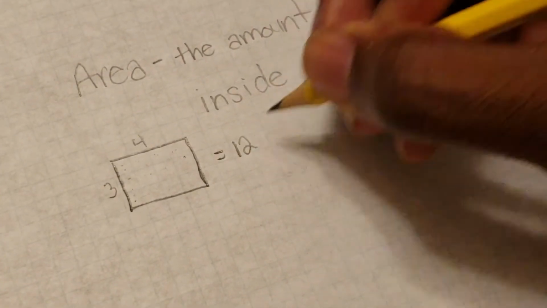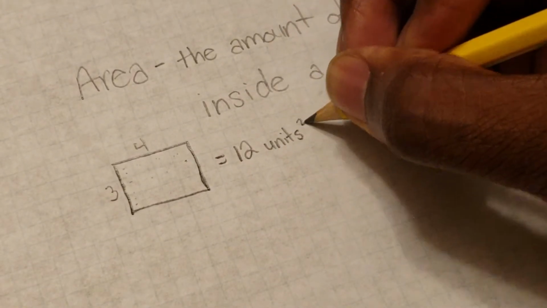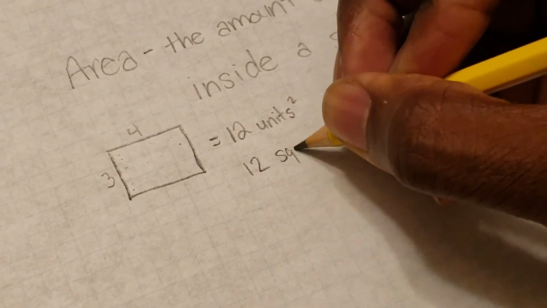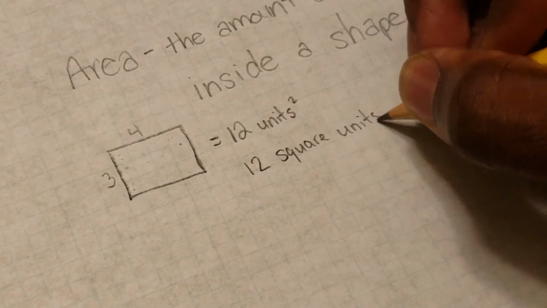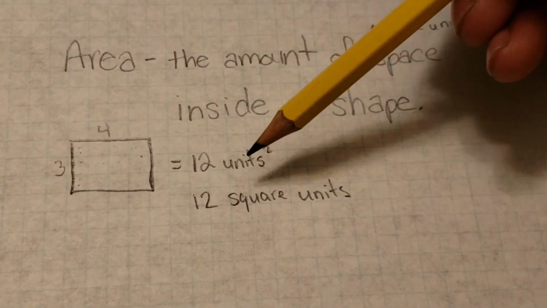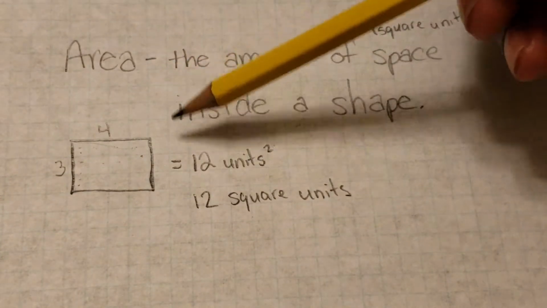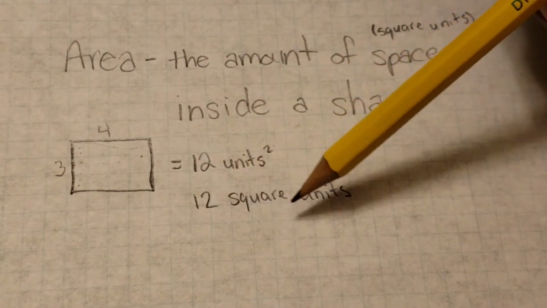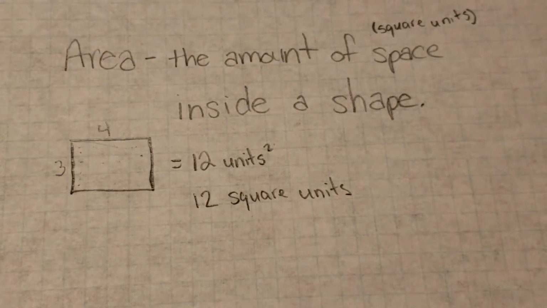So this is going to be written as 12 units squared. Or you might also see some people write it as 12 square units like this. Okay, 12 units squared. This little 2, I have 2 dimensions. I have a length and a width. All right, so that's units squared. Or I can also write it as 12 square units. I'm literally counting square units inside, whichever one you prefer.